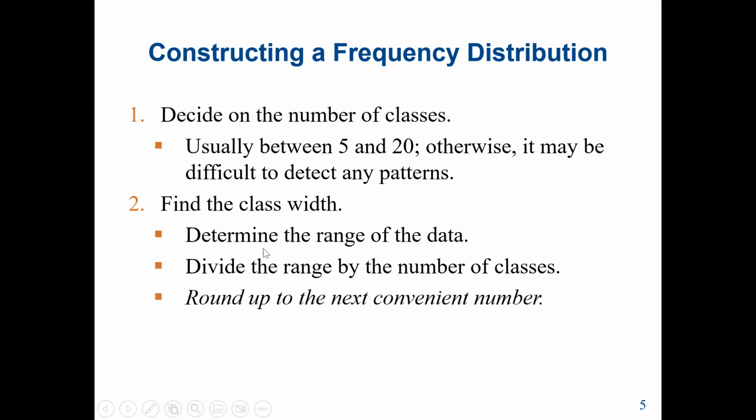So again, in order to find the class width, first we need to determine the range of the data, which is the difference between the largest value and the minimum value. Then we divide that by the number of classes that we chose in step 1. Then we need to round up to the nearest convenient number. So what we mean is that if the answer is 2.1, we are going to make it 3. If it's 2.0, we make it 2. If it's 1.9, we make it 2. So we have to round up to the next convenient number. 3.9 or 3.1 will still give us 4.